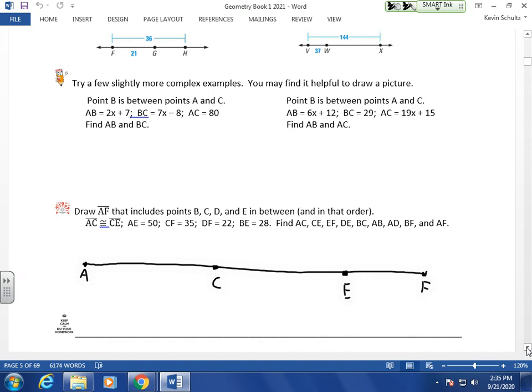Point B, I don't know if it's closer to A or C. Last time I put it closer to C, so this time I'll throw it a little bit closer to A, just to be fair. And then point D, I don't know, we'll put that closer to E, see if we're right. We for sure have A, C, and E in the right spot relationship.